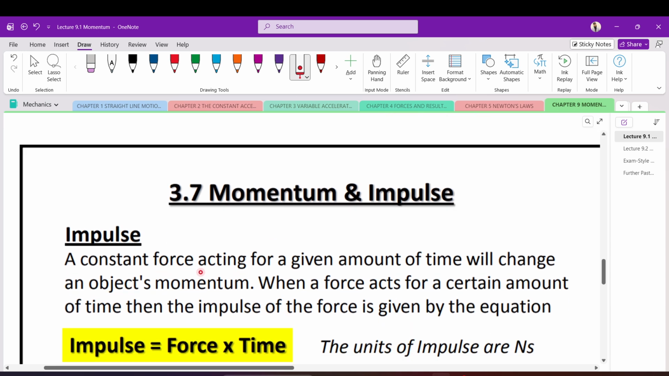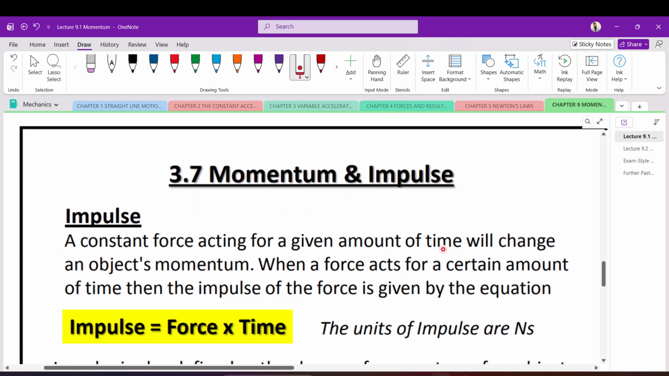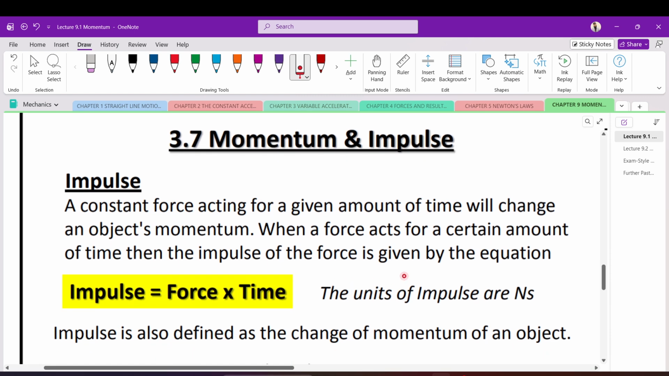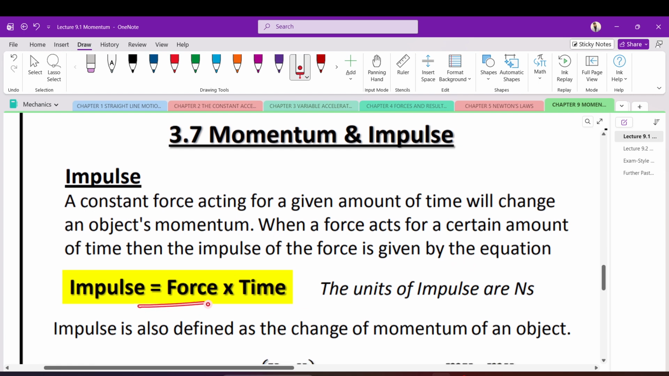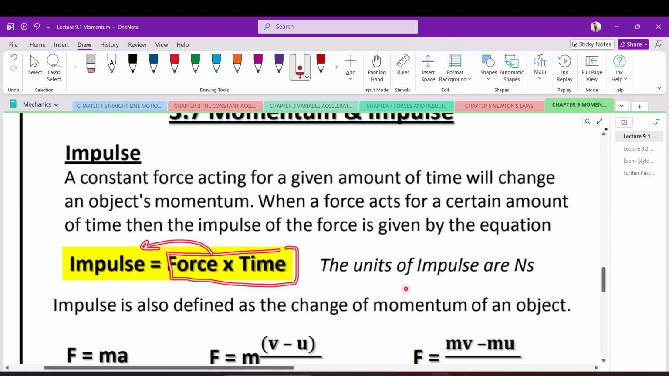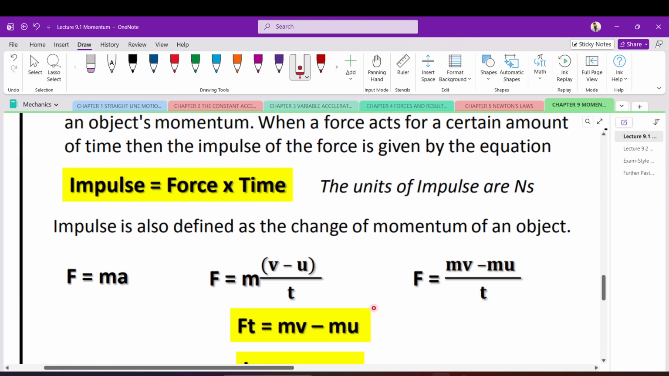A constant force acting for a given amount of time will change an object's momentum. When a force acts for a certain amount of time, the impulse of the force is given by the equation. So this is your impulse: the product of force multiplied by time. That gives us the impulse. The units of impulse are Newton seconds.